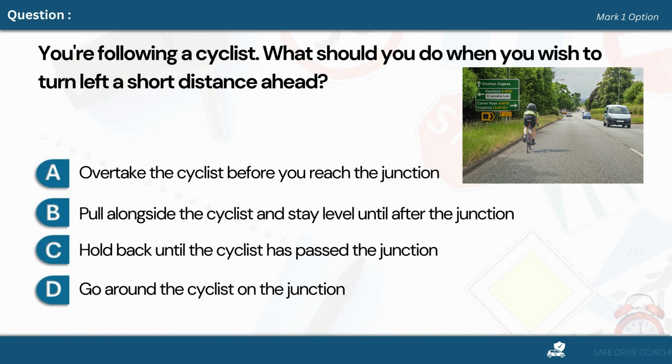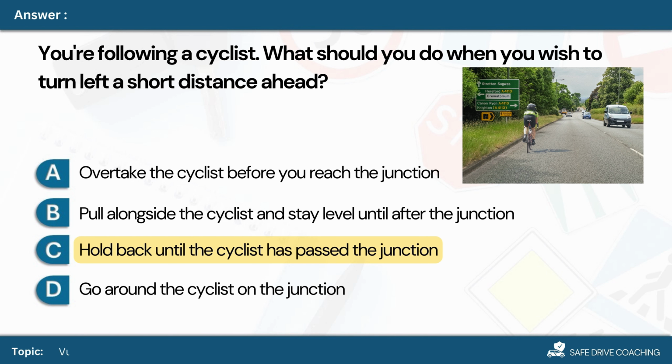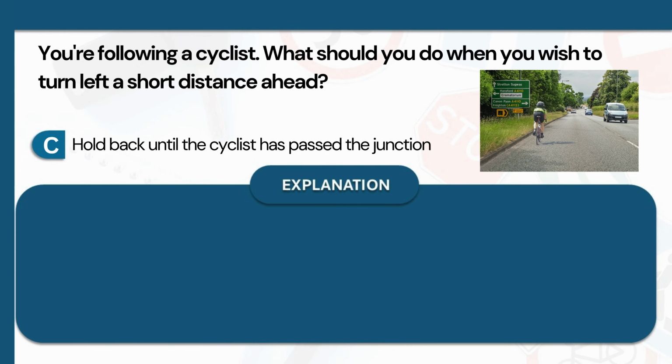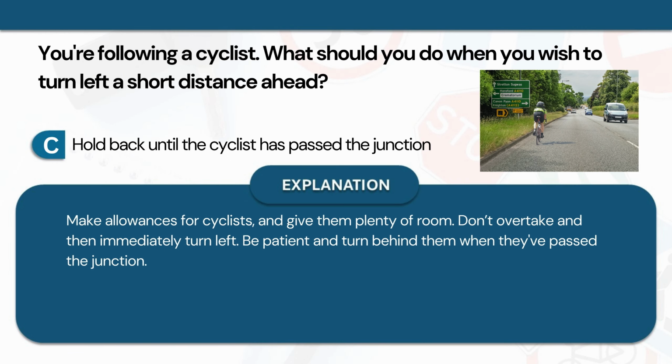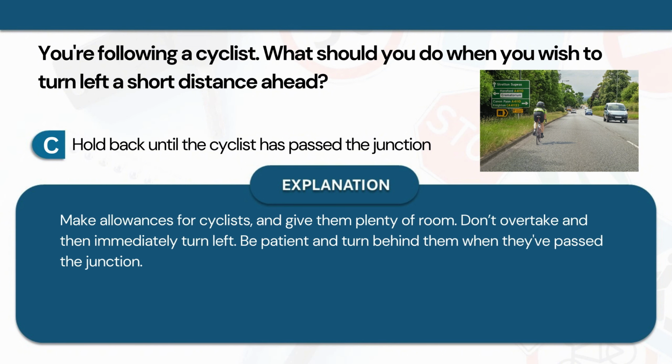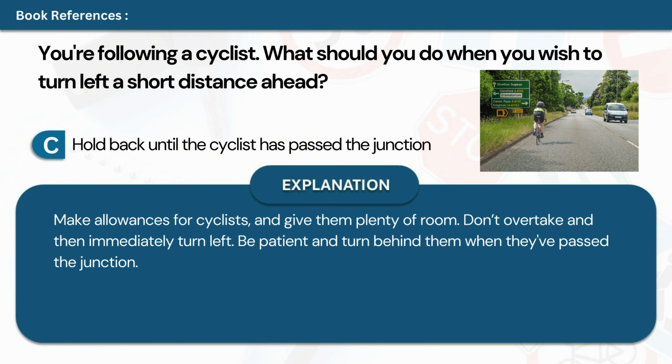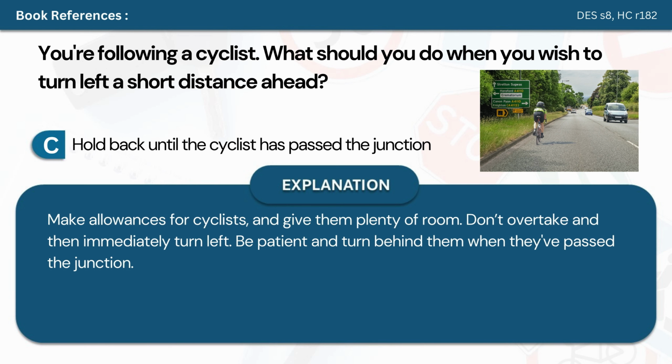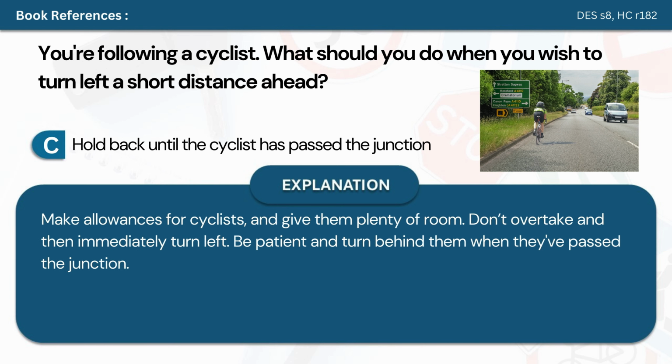The correct answer is C. Hold back until the cyclist has passed the junction. Make allowances for cyclists and give them plenty of room. Don't overtake and then immediately turn left. Be patient and turn behind them when they've passed the junction.